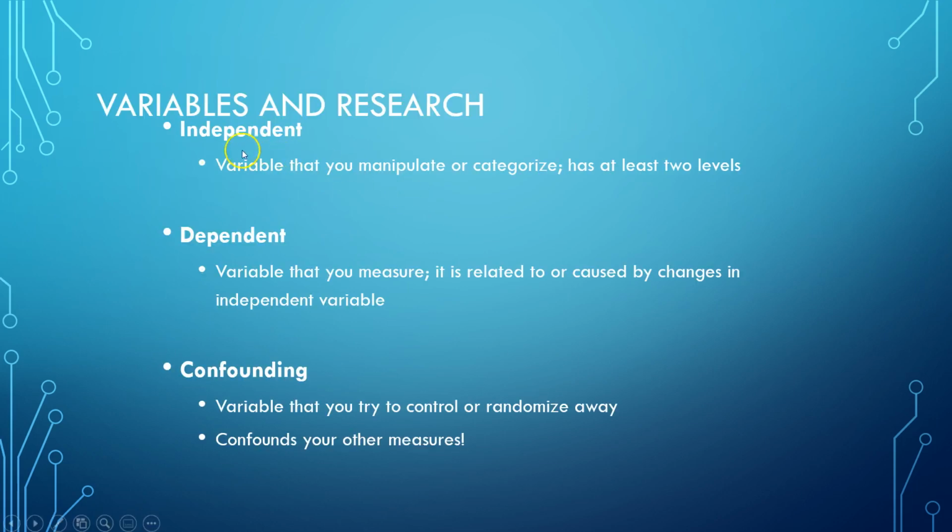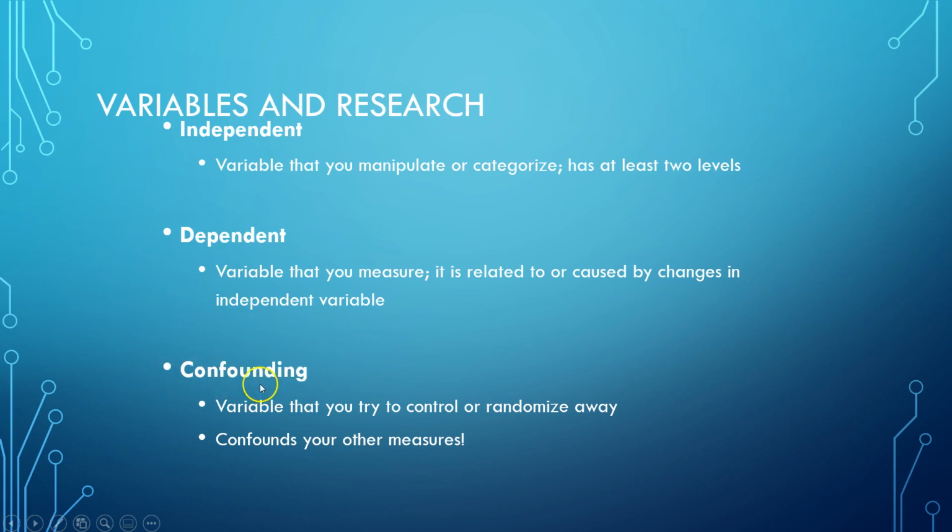So in research, we again have our independent variable. That's the one that you manipulate. It has to have at least 2 levels, but it can have more. The dependent variable is the one that you measure, and we think that there's going to be a change in the dependent variable that is caused by the independent variable.